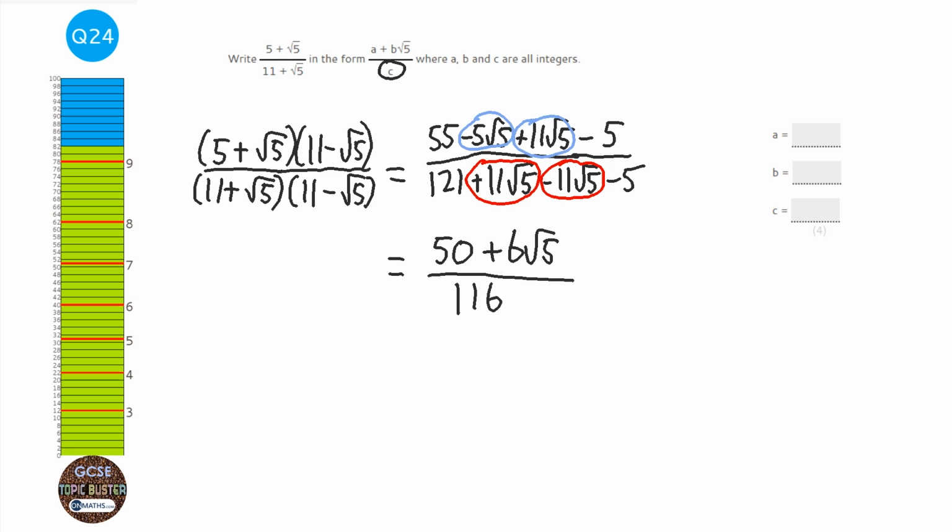Okay, can I do anything else with this? Well, I don't think there's something that's in 56 and 116 apart from 2, so we can halve all of those, so that becomes 25, that becomes 3, and that becomes 58. Now, the 3 doesn't go into 25, so we can't cancel it any further. So it's going to be 25 for A. B is the coefficient of the root, so that's going to be 3, and the bottom number is 58.